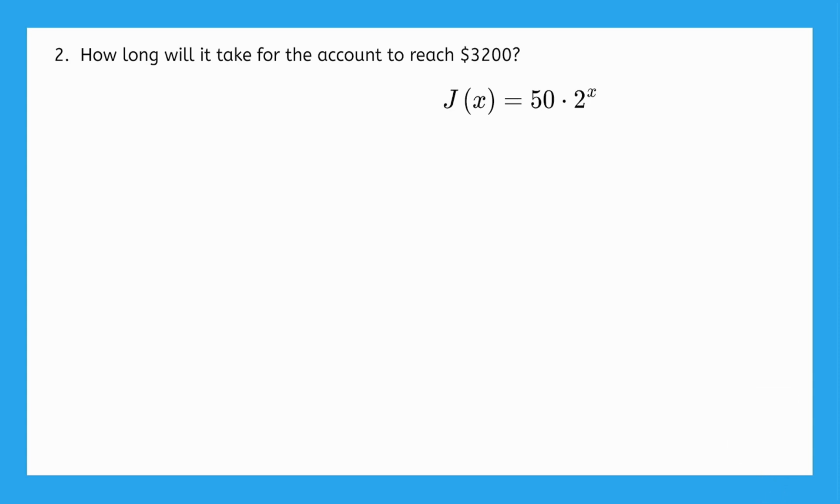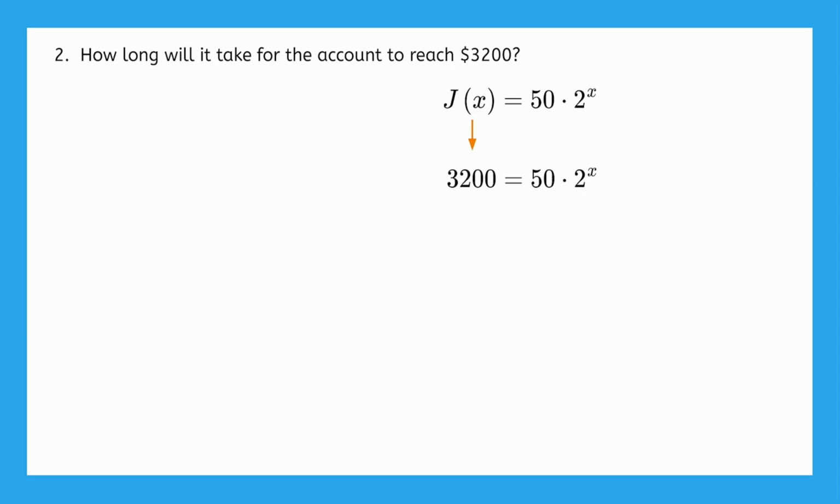Here we want to find the time given a particular balance. Now that we have an equation for the balance, let's take it for a spin. Since j of x represents the balance, we can replace it with 3,200 and then solve for x, which represents the time we're looking for.